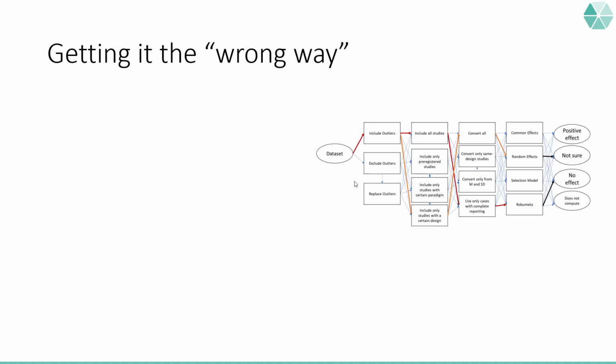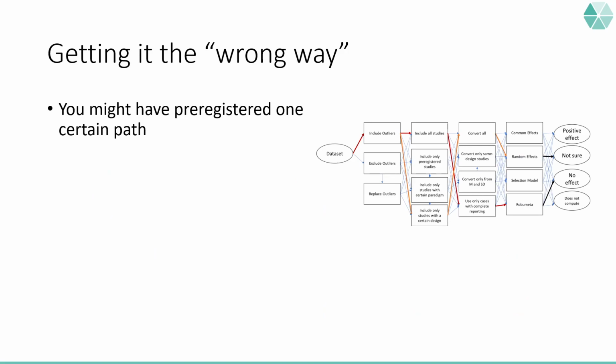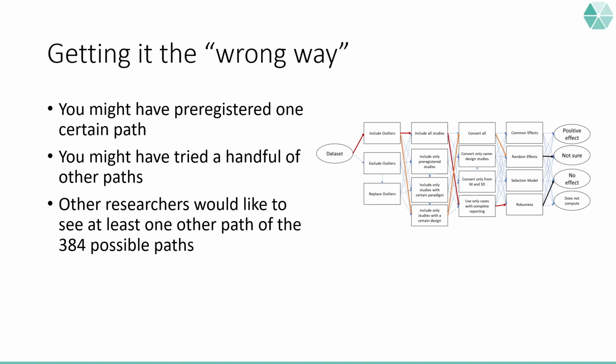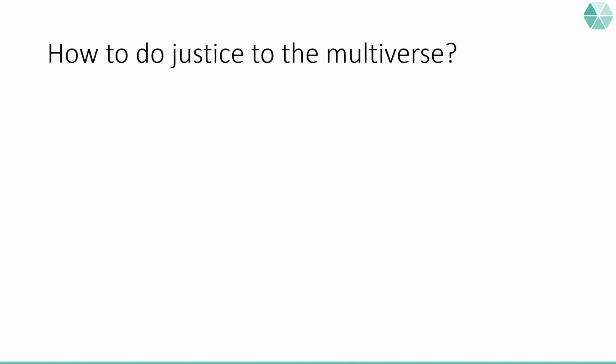In practice, researchers usually have one planned or even pre-registered path that they take, and then they add a few more analyses such as robustness checks or some analyses for exploratory purposes. But still, according to other researchers or reviewers, there is often a path missing. So how can we do justice to the large number of equally justified but different paths?